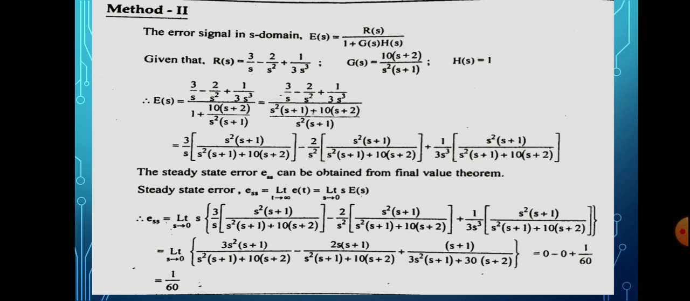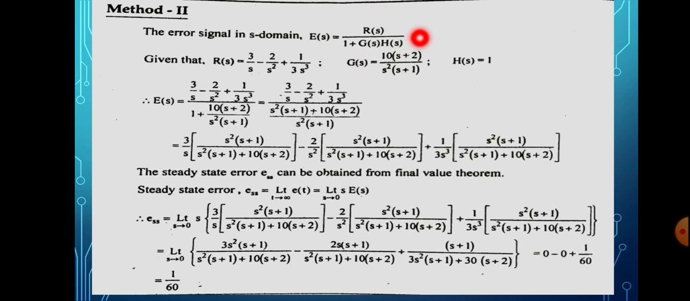You can use either this method or the first method, okay? In the second method, the error signal in the S domain will have the form E of S is equal to R of S divided by 1 plus G of S into H of S, and you should know this equation by heart, and it is used in the case of static error coefficients.